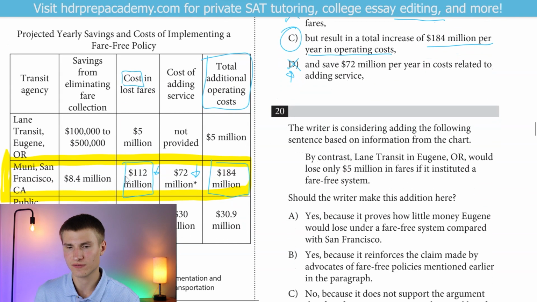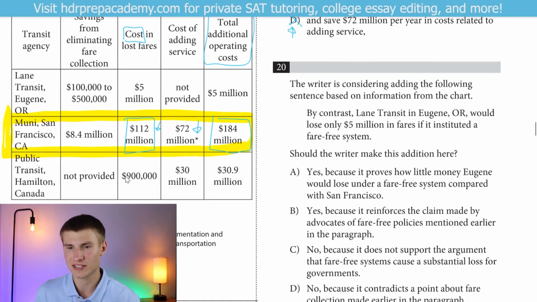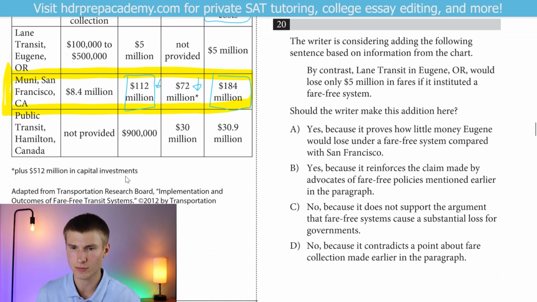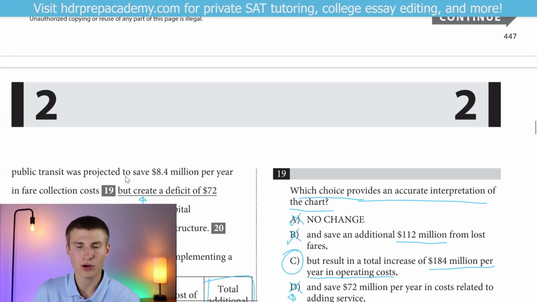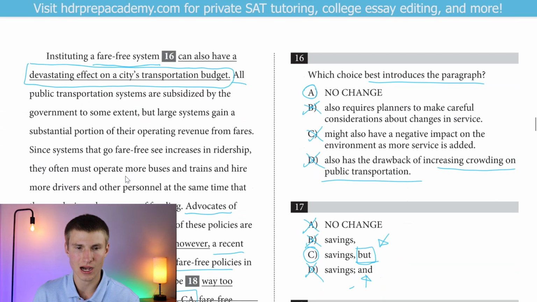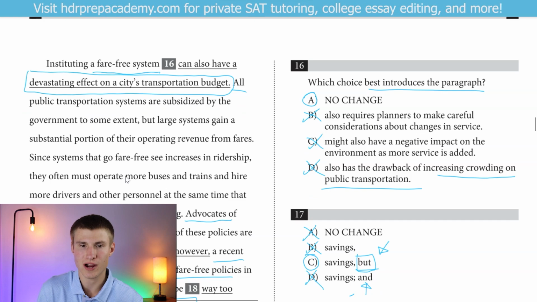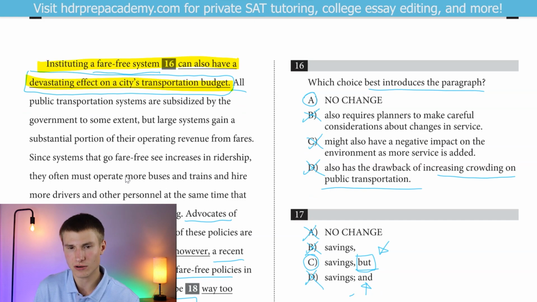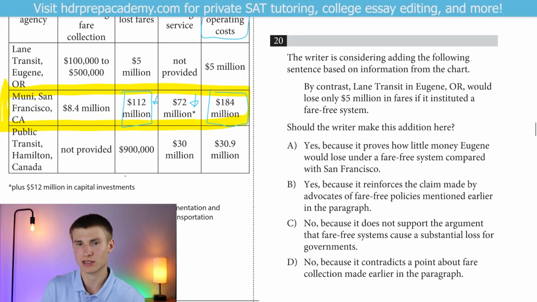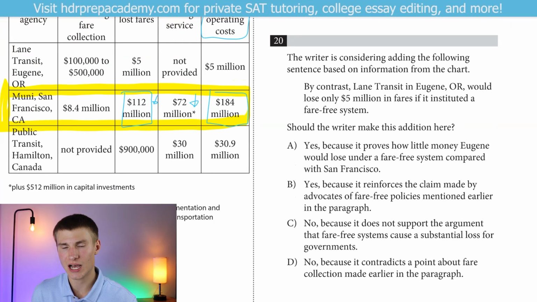Now the writer is considering adding the following sentence based on the information in the chart. By contrast, Lane Transit in Eugene, Oregon would lose only $5 million in fares if it instituted a fare-free system. Should the writer make this addition here? Well, what do we know about this paragraph? We know that this paragraph is talking about how fare-free systems have devastating impacts on a city's transportation budget, right? That's our main claim of this paragraph. So why would we want to include something that counters that? We wouldn't, okay? We don't want to include this because it's running counter to what our whole paragraph has proven, okay?